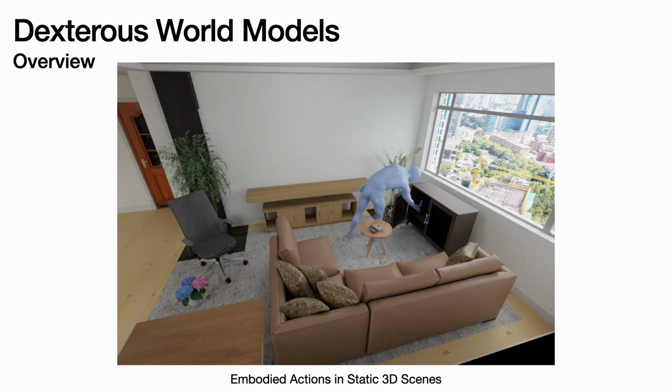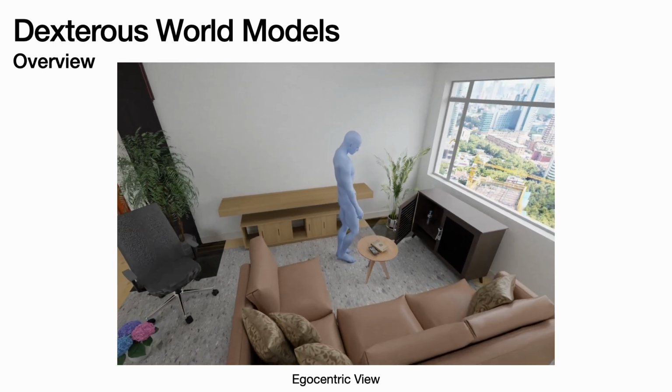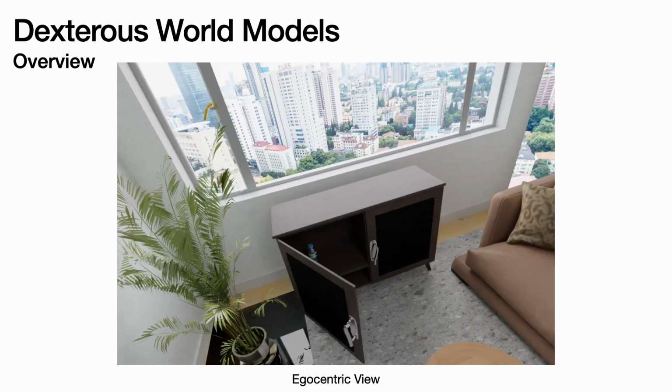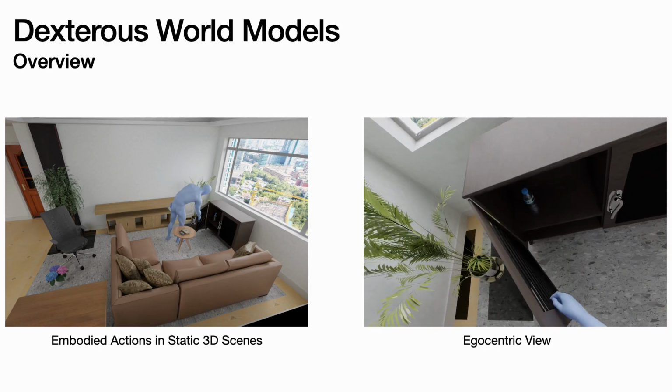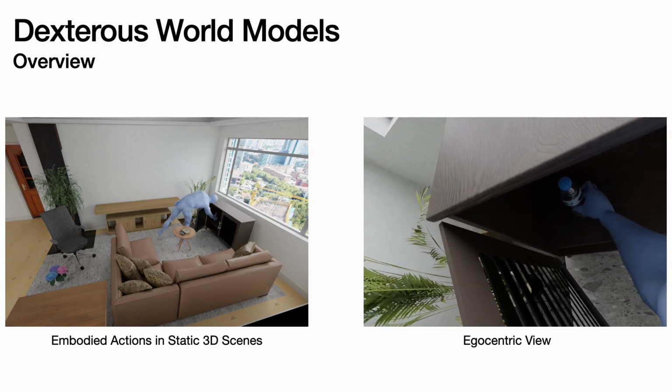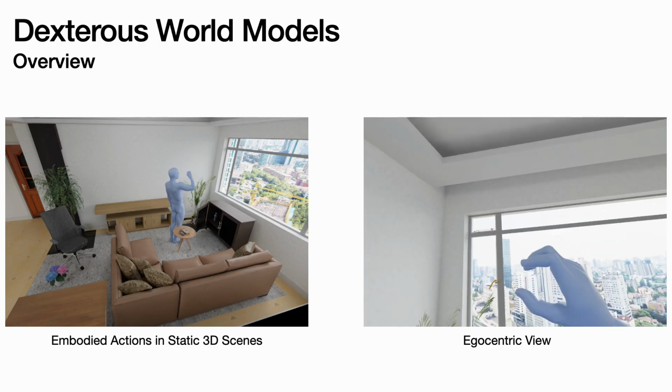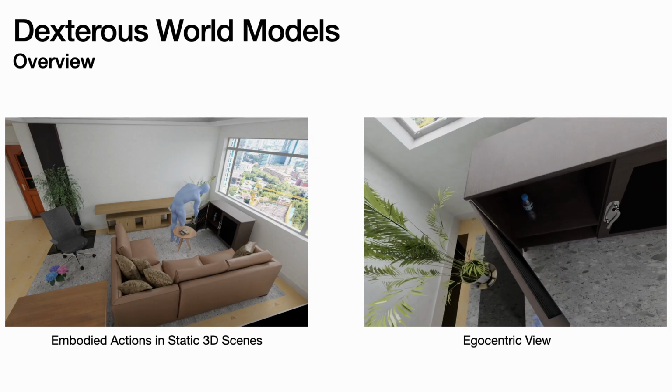The question we ask is, can we simulate scene dynamics caused by these embodied actions inside a static 3D scene? In this work, we focus on the egocentric setting. We predict what the person would actually see while interacting with the world. On the left, we have an embodied action in a static 3D scene. On the right, we have the corresponding egocentric observation.